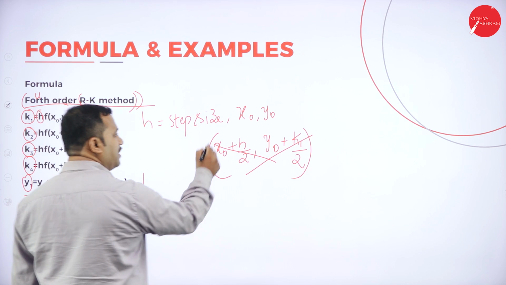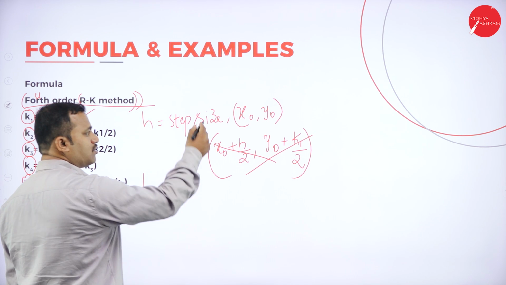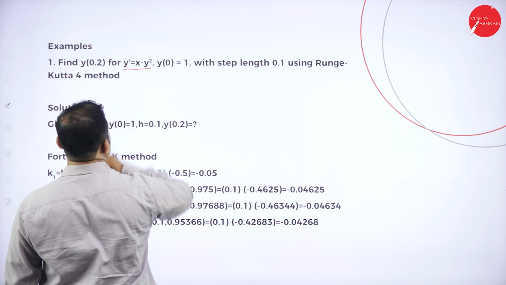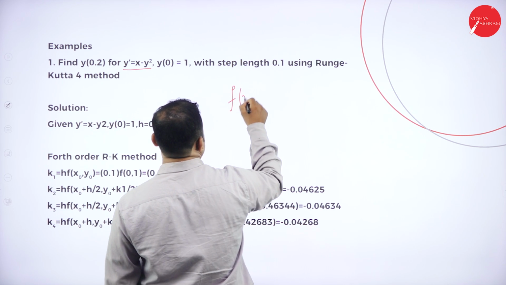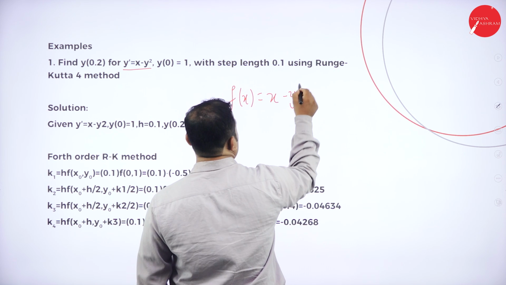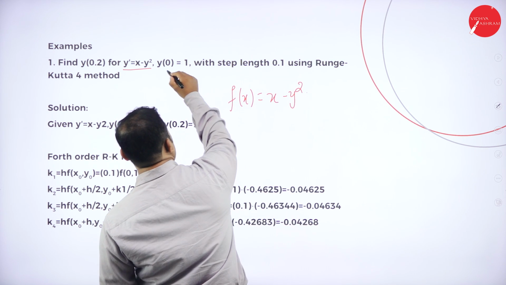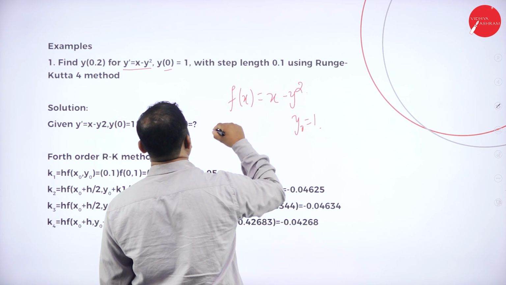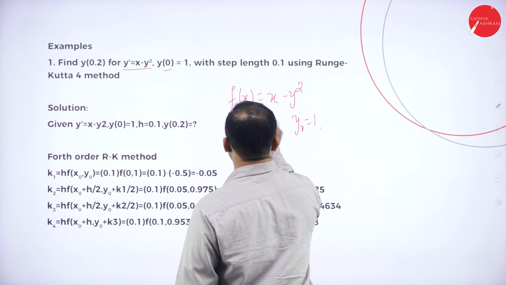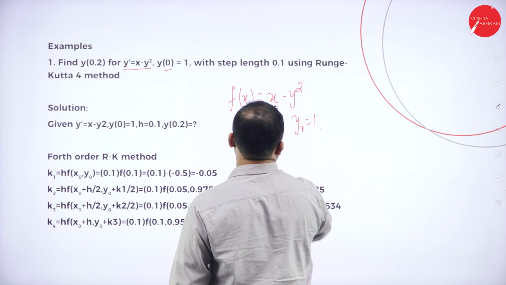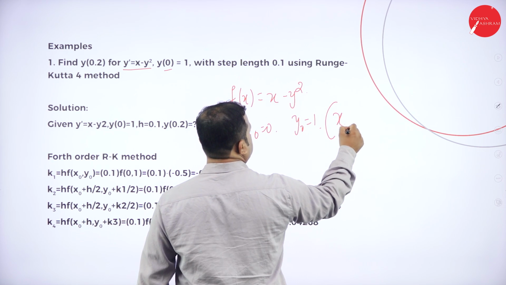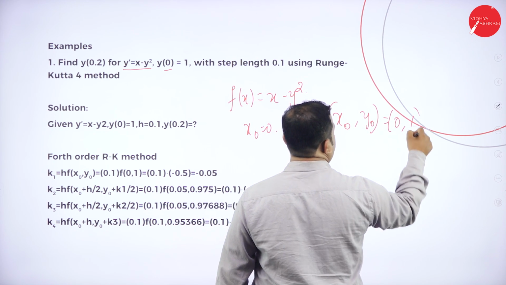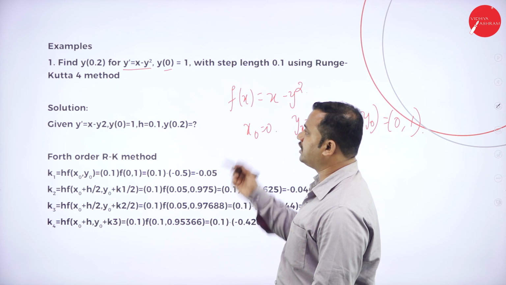Let me explain how to find x0, y0 initially for any equation. For an equation like this, f of x, y is equal to x minus y square. What is the value of y at 0 here? That is y0 is equal to 1. What is the value of x0 then? x0 is equal to 0. So x0, y0 is equal to 0, 1. This is the initial value I am considering here for that equation.